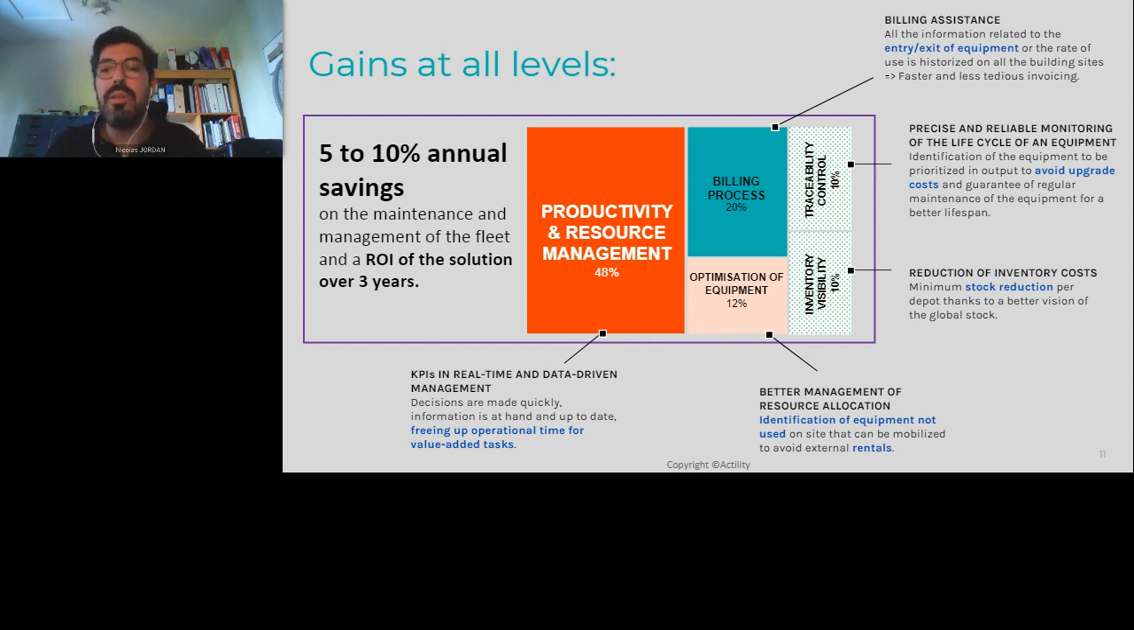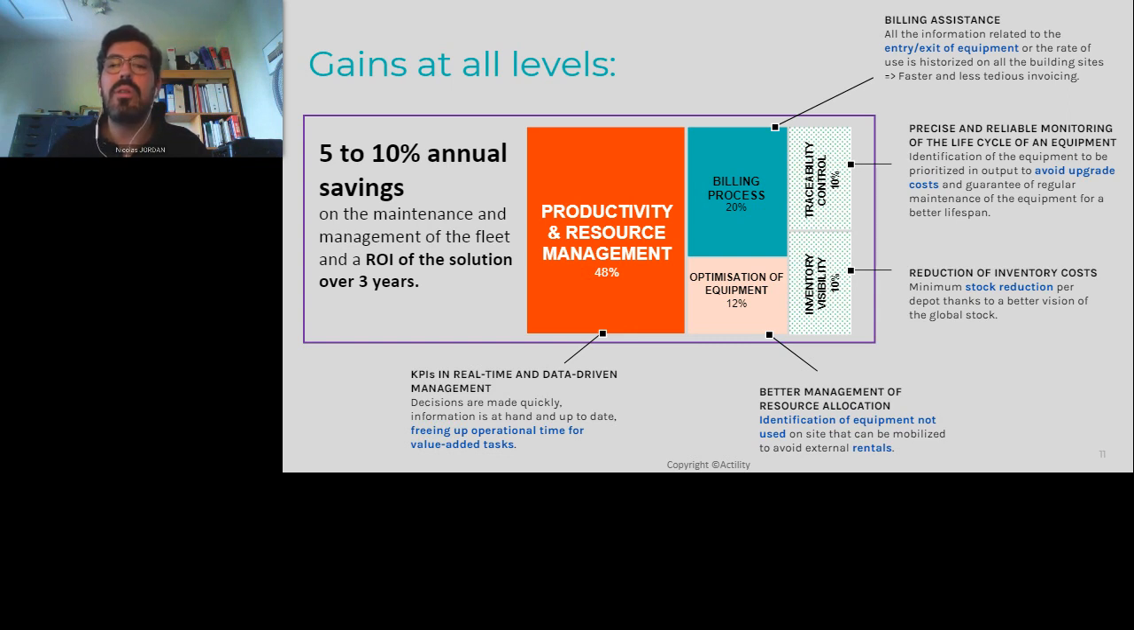Better management of resource allocations: identify the equipment on site that can be mobilized to avoid external rental. Often in this business, you sometimes ask, oh, where is my crane? I need to rent one, but stupidly because it has not been assigned to the right site. This is where you can really optimize the positioning of all the equipment and tools on the right site, because you have real-time knowledge of where your tools are over your 1,000 sites, and you can anticipate.